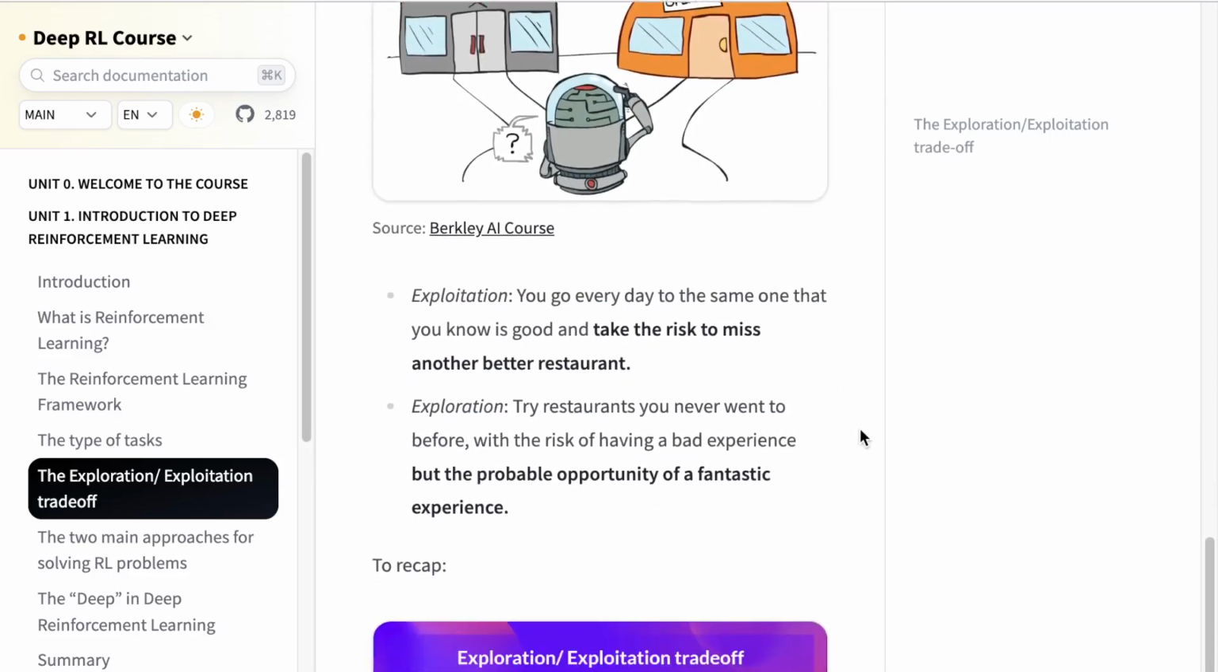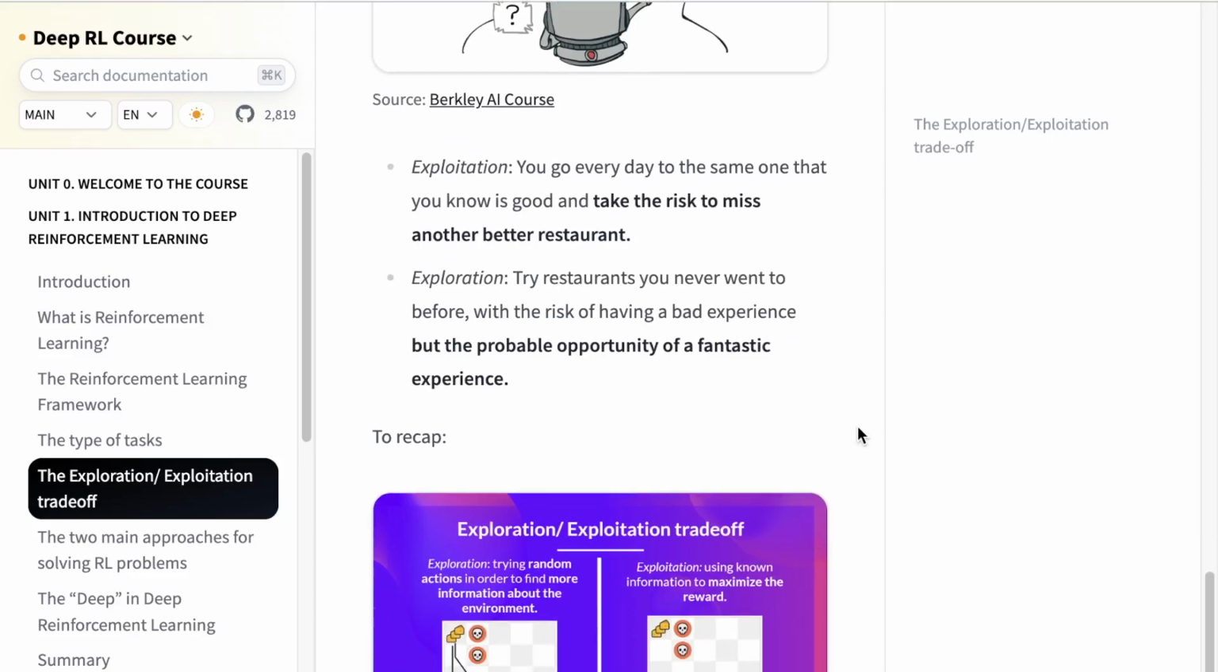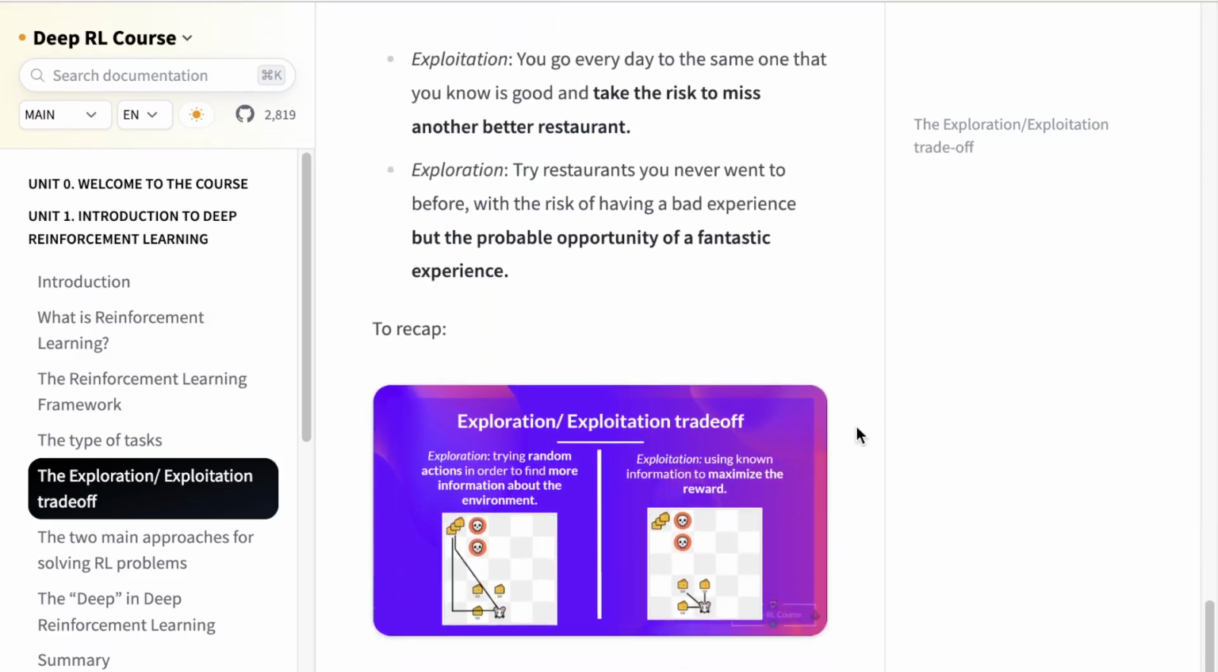So to recap, there's an exploration trade-off, right? This is a measure of risk. How much risk do you want to take in order to get a bigger payout, right? And in these RL problems, you get to choose the risk, right? This is your agent and you get to choose what you want to do with your agent.